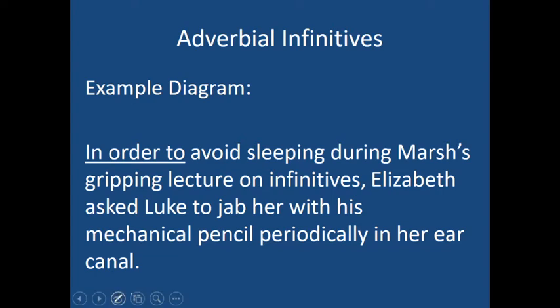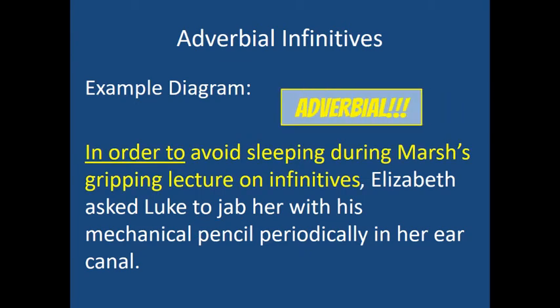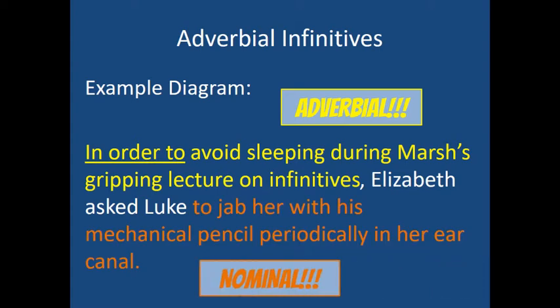But I can't do that with this bottom one. This bottom one, I couldn't say, Elizabeth asked Luke in order to jab her with his mechanical pencil. It doesn't make as much sense. So that's how I know this top guy, he's an adverb. And this bottom guy, he's a noun. And that's going to be really important because they're going to be punctuated differently. They're also going to be diagrammed differently to show us that they need to be punctuated differently. Let's change our screens and let's practice diagramming this one together.